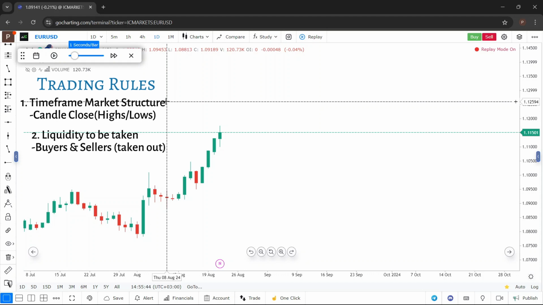There is a break of structure, but there is no liquidity. Maybe there is a candle close above the high, but there is no liquidity being taken. I stop right there. I go do something else, I go analyze something else. So the second step is liquidity. Is liquidity being taken? Are the buyers and the sellers being taken out? Then obviously, if the buyers and the sellers are being taken out, that checks it.